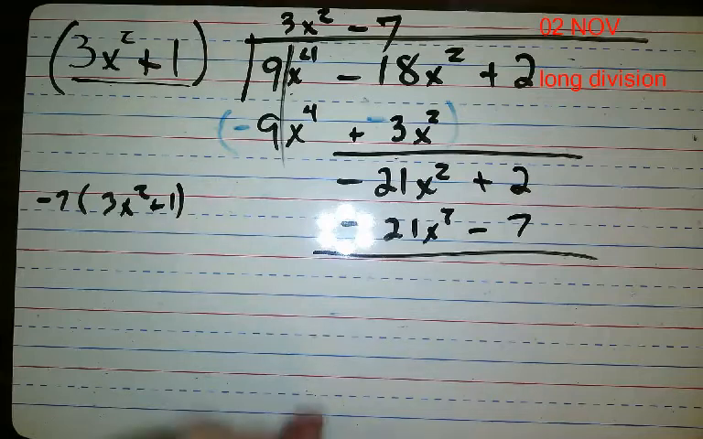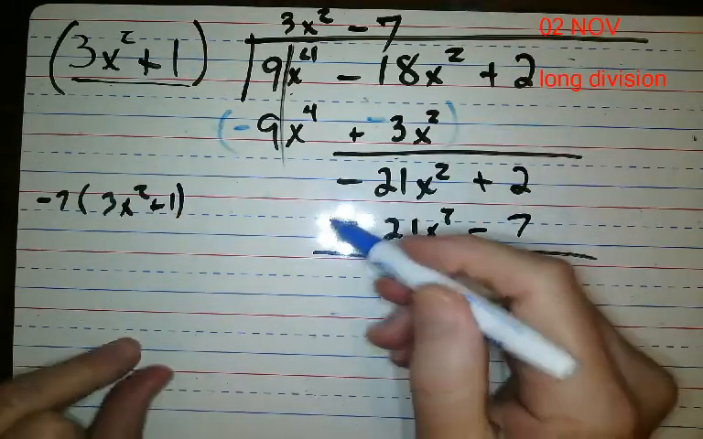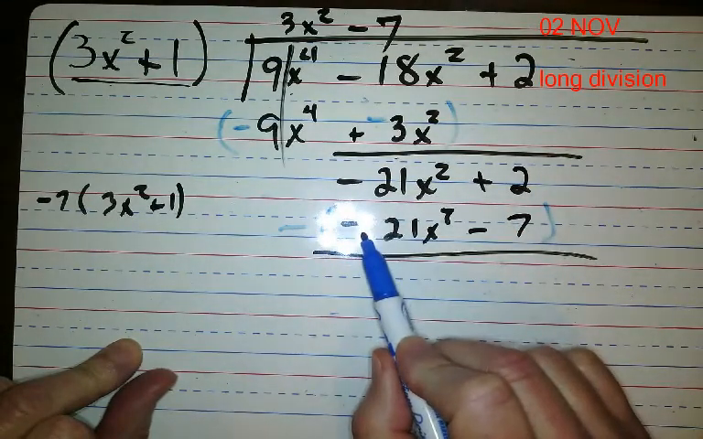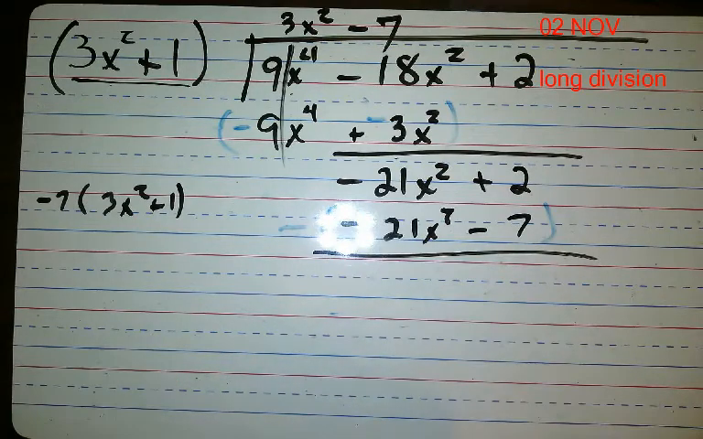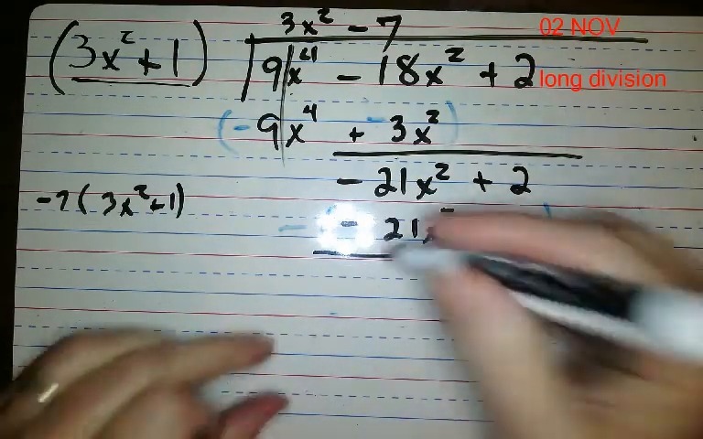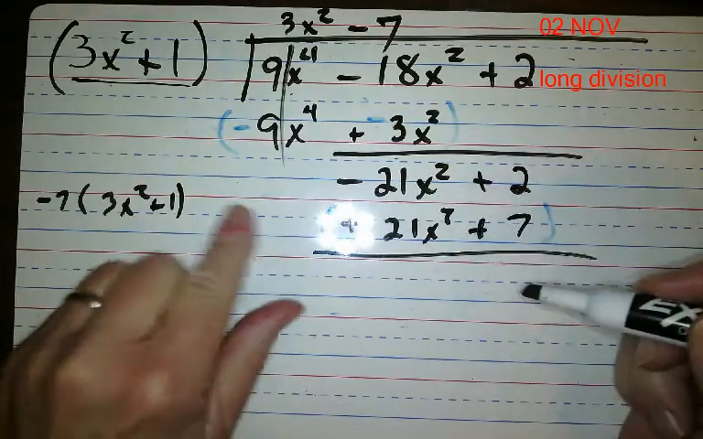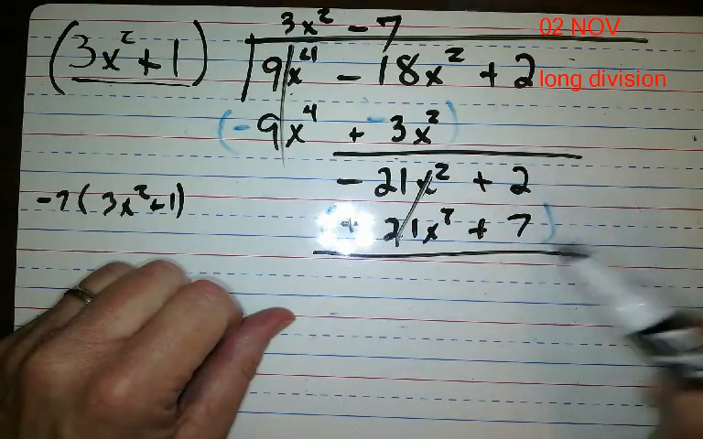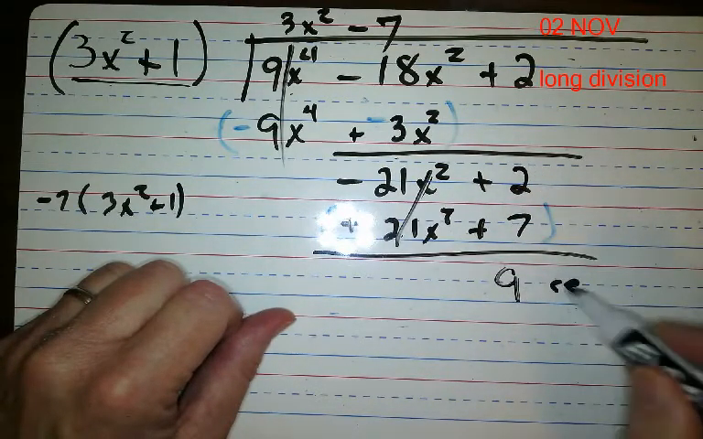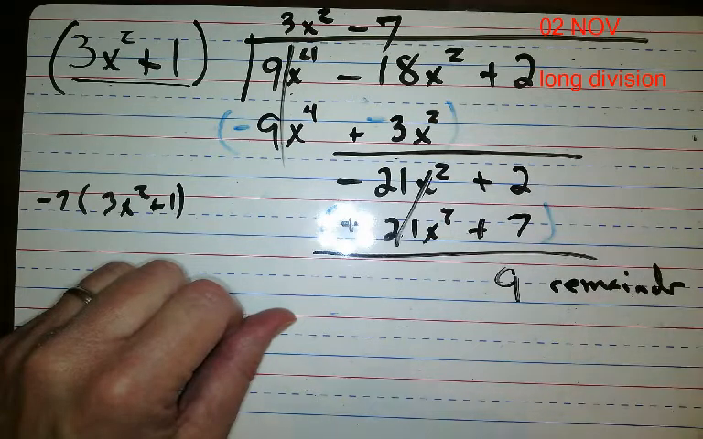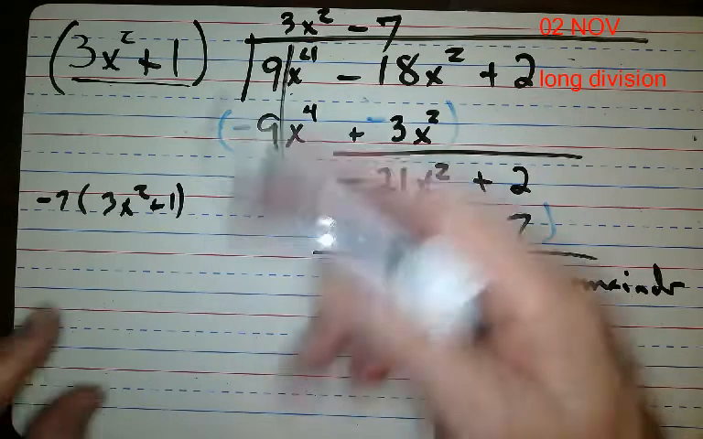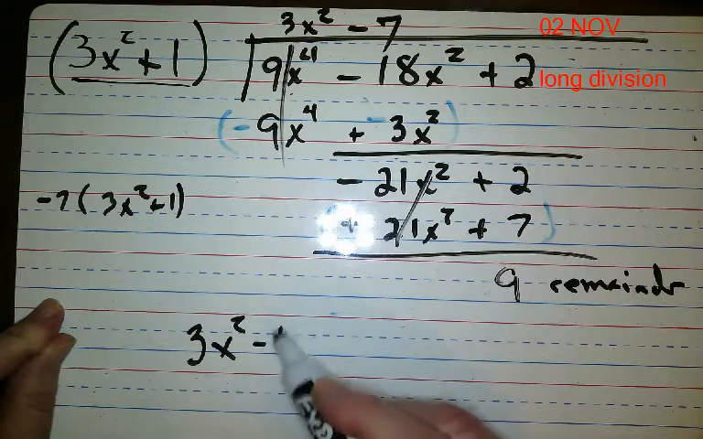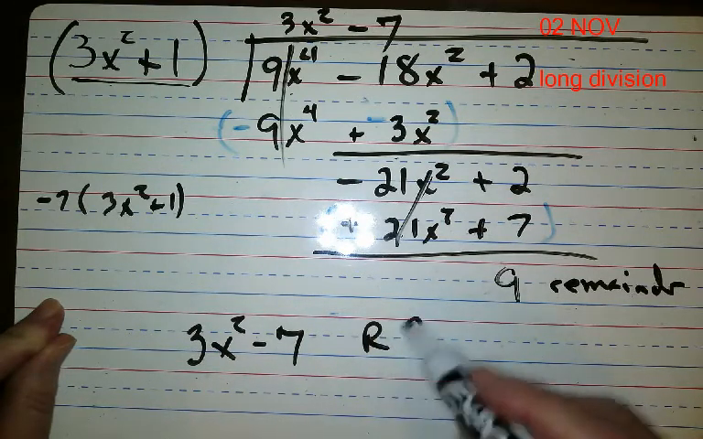Okay. Alright, now then, we are subtracting this whole thing. Now, minus minus makes plus. So this is really going to be plus 21 and plus 7. Well, that's cool, because negative 21 and positive 21 cancel out. 2 plus 9, whoops, that didn't cancel out. That's your remainder. Remember back in 5th grade, remainder. So what's the answer? Well, the answer is 3x squared minus 7, remainder 9.